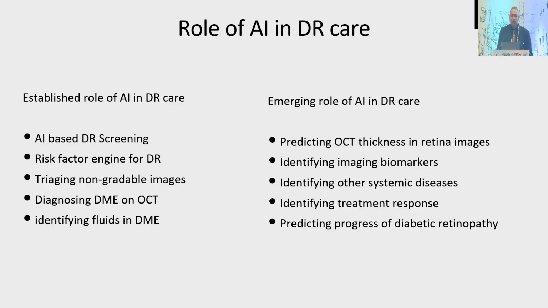There are emerging roles of AI in diabetic retinopathy care: predicting thicknesses from retinal images, identifying imaging biomarkers. People are trying to identify various other systemic diseases with some success, and identifying the treatment response after anti-VEGF or a steroid. Whether we can predict the progression of diabetic retinopathy is something which has really worked out, and probably we'll see this sooner than all the others.